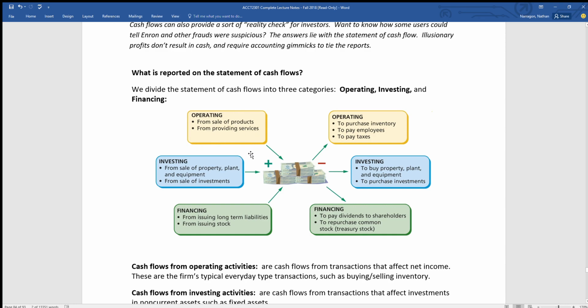And as you can see, this graphic right here is a good one to show you what adds and what subtracts. Kind of like what we've already done. How does cash work? So in operating, we get more money when we sell products or provide services. On the contrary, during operation, we lose money, or we basically use the money to purchase inventory, to pay our employees, to pay taxes, to pay any other expense.